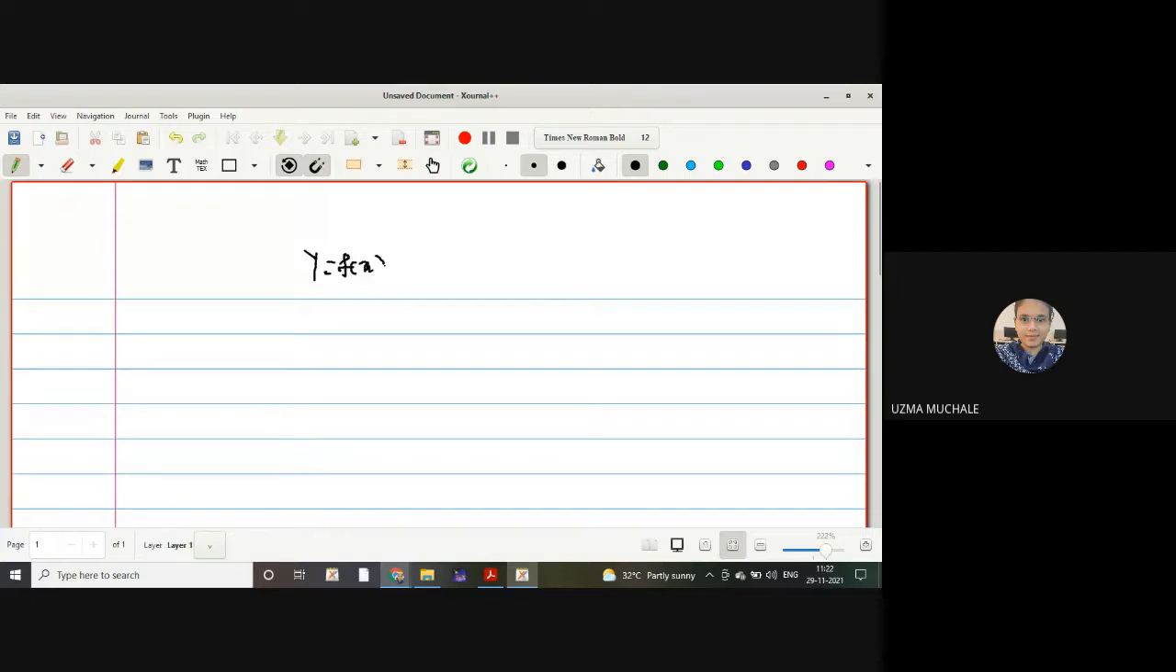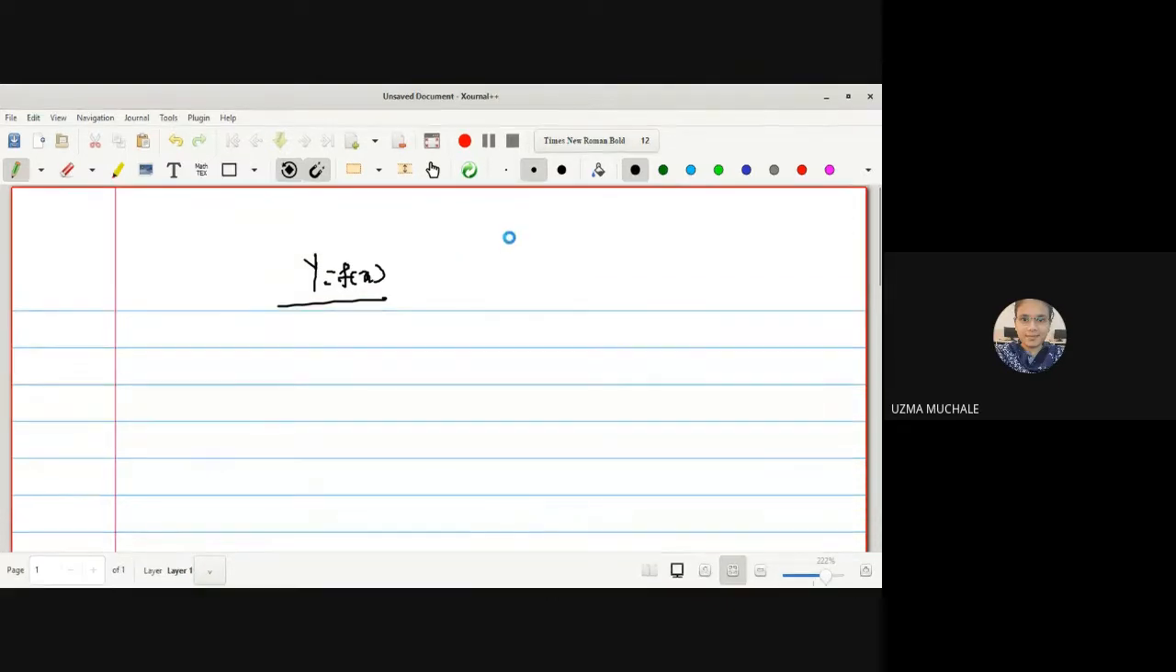Y is equal to f of x. Which type of function is this? Explicit. So we know that this is an explicit function, and we know how to find the derivative of an explicit function. We can differentiate it directly and get the derivative. This is what an explicit function is.